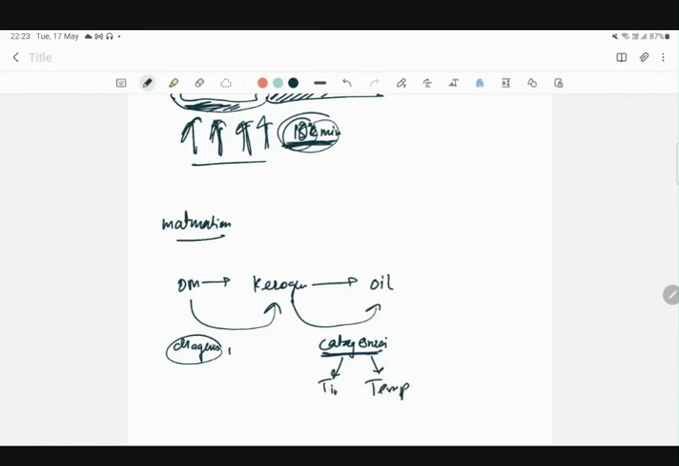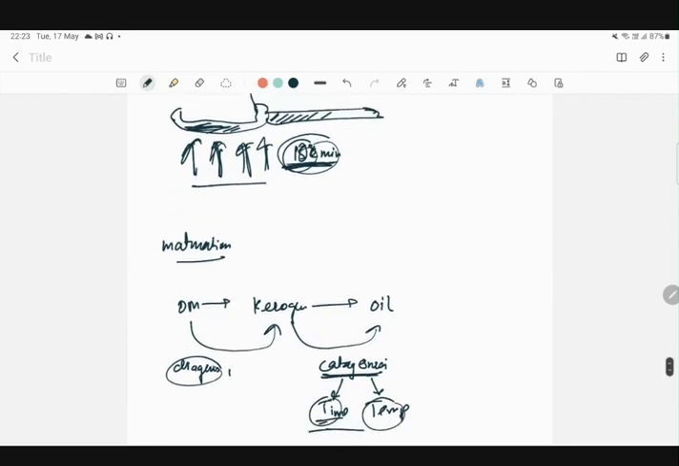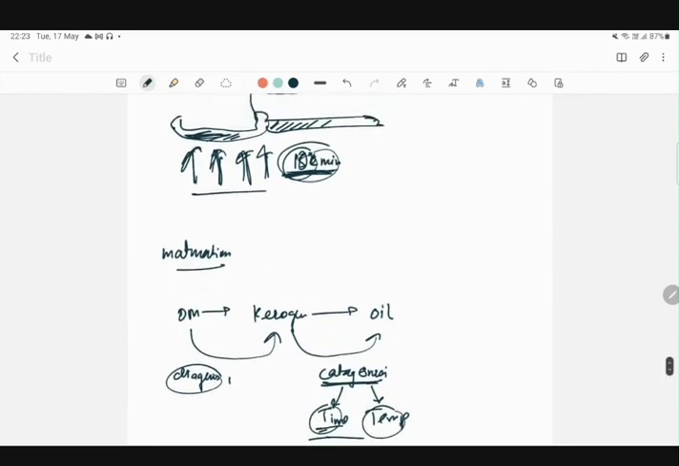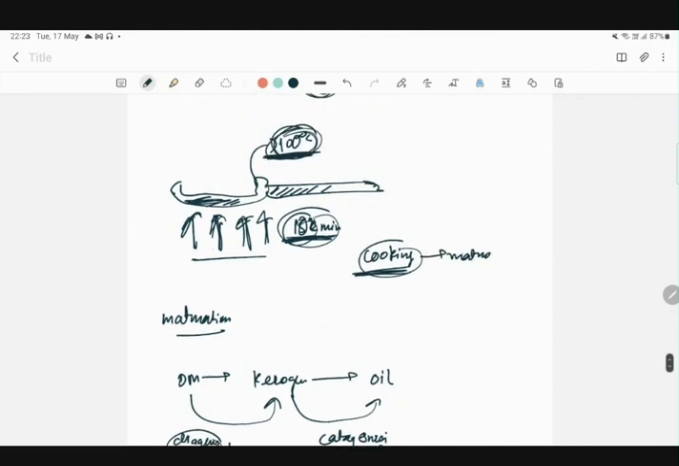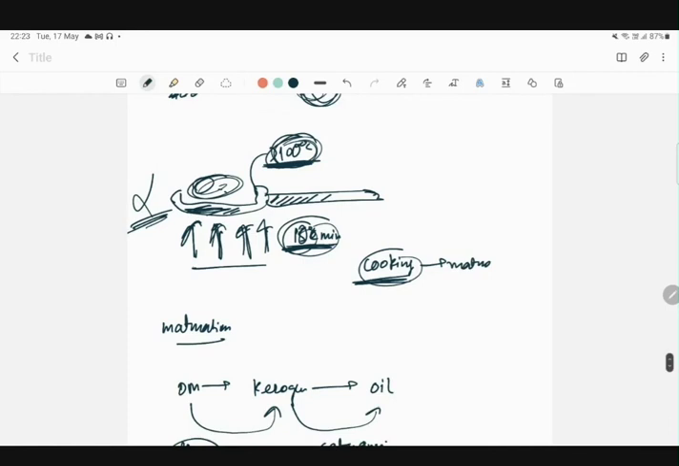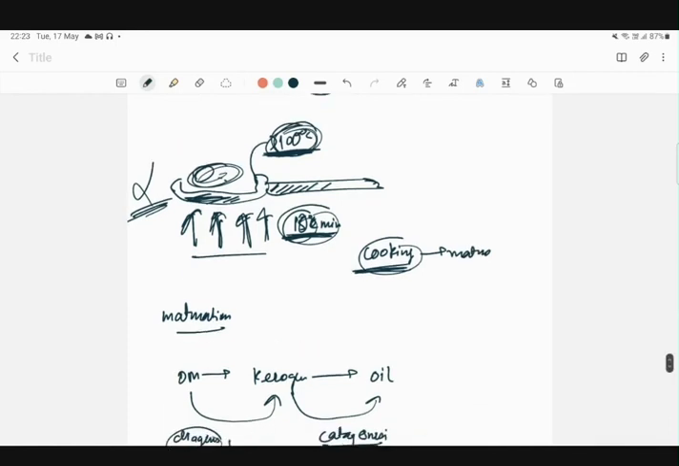In catagenesis, time and temperature are involved. These two things are essential, and why are they essential? You must know the concept of cooking. Cooking means making anything mature, and cooking requires both time and temperature. You can understand this by the concept of a pan: if you are cooking anything in a pan, you need both temperature and time. That's why both are needed.